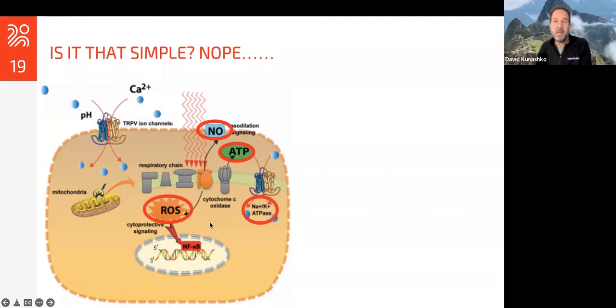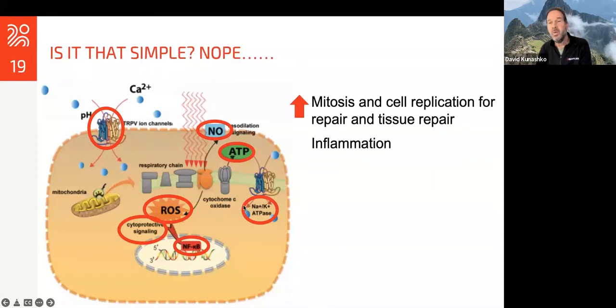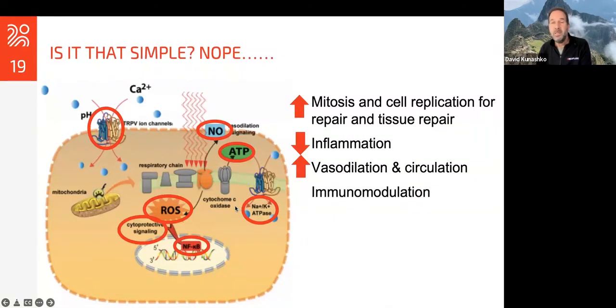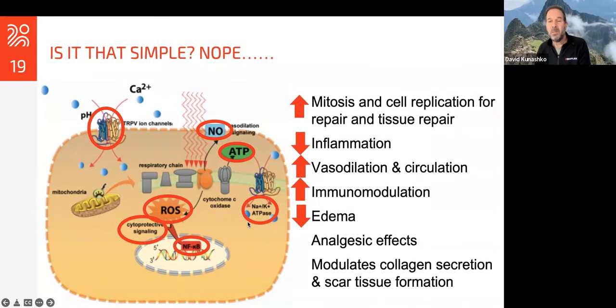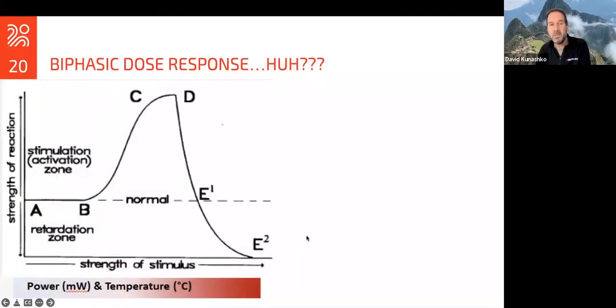It releases free radicals in the form of reactive oxygen species, and that triggers cytoprotective signaling, as well as some wavelengths can interact with calcium ion channels and increase calcium ion channel flow. So these are all the things that are going on that lead to a reduction of inflammation, increase in mitosis, increase in immunomodulation, reduction of edema. It can even help with producing analgesic effects and helping with collagen secretion and scar tissue formation. So these are all the positive effects of laser therapy or photobiomodulation.